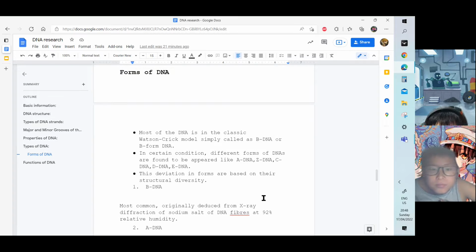Forms of DNA. Most of the DNA is in the classic Watson-Crick model, simply called B-DNA or B-form DNA. In certain conditions, different forms of DNA are found, like A-DNA, Z-DNA, C-DNA, D-DNA, and E-DNA. This deviation in forms is based on their structural diversity.